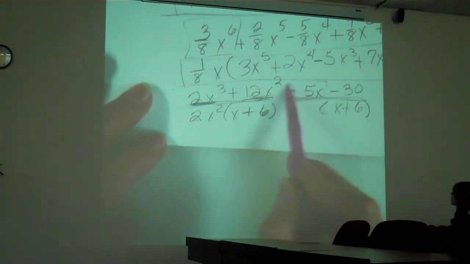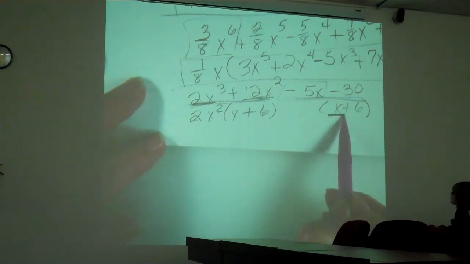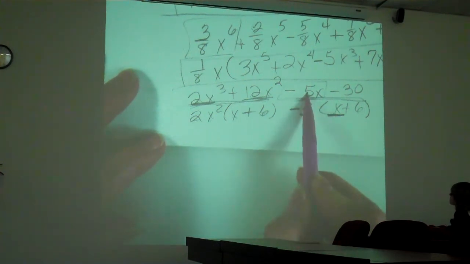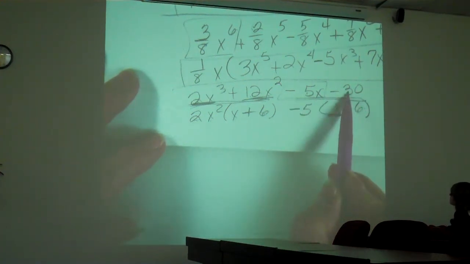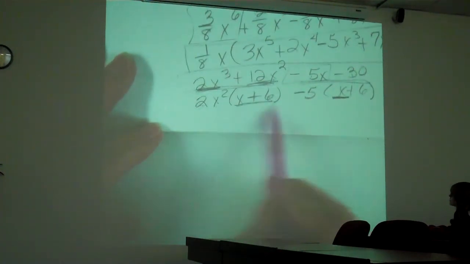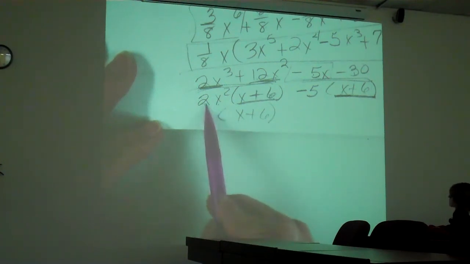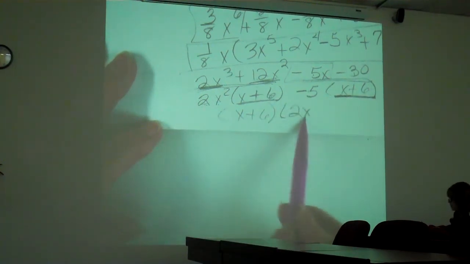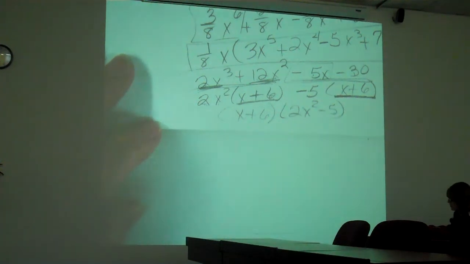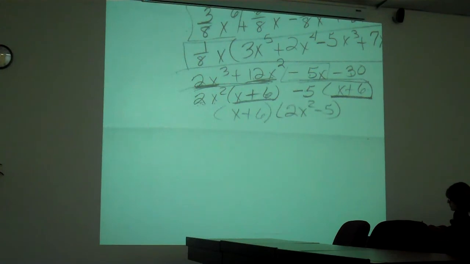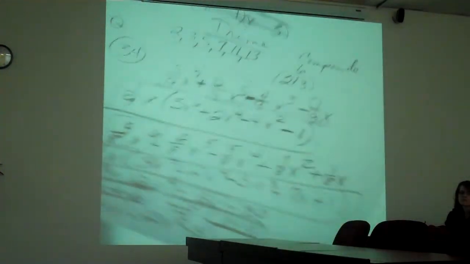How are we going to get negative 5x? Multiply it by negative 5, right? Negative 5x, negative 5 times 6 is negative 30. Okay, so they have this in common. x plus 6, 2x squared minus 5 is your other one. How many people got that before we did it? We do need to do another one. One more grouping one.